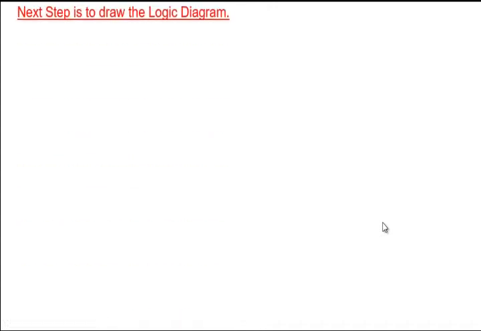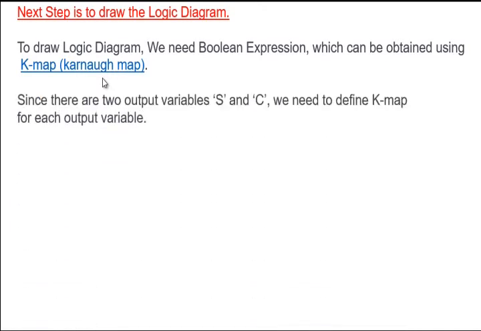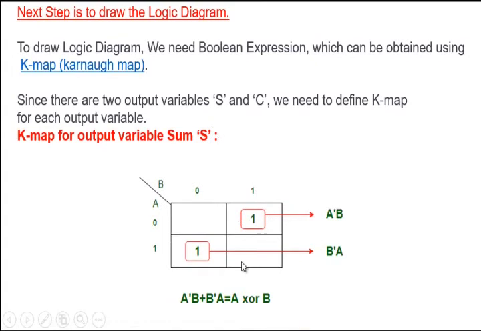Okay. Now the next step is to draw the logic diagram of the half adder. For the logic diagram, we need the Boolean expression, which can be obtained using the Karnaugh map. As we know, we have two output variables, sum and carry, so we need to define the K-map for each output variable. First, the K-map for the output sum S.